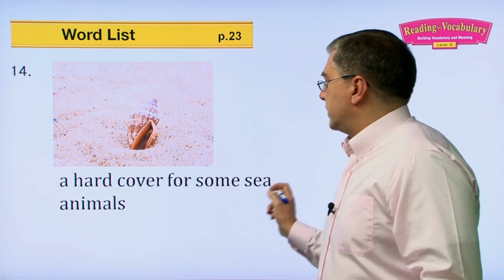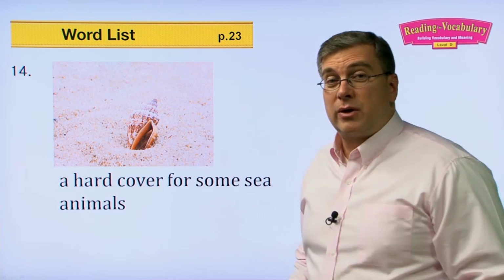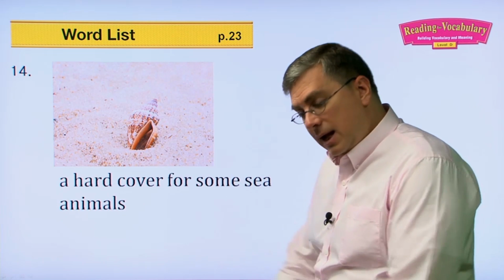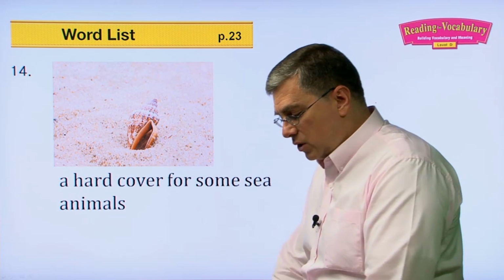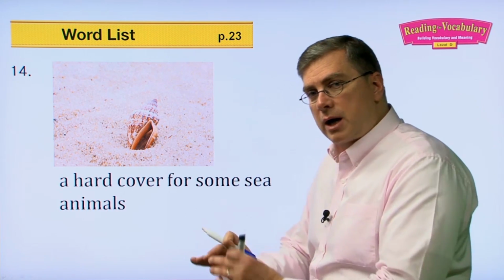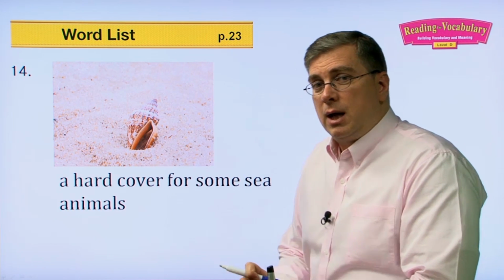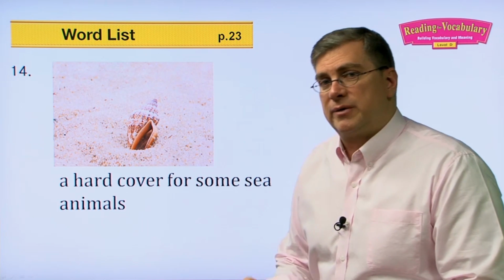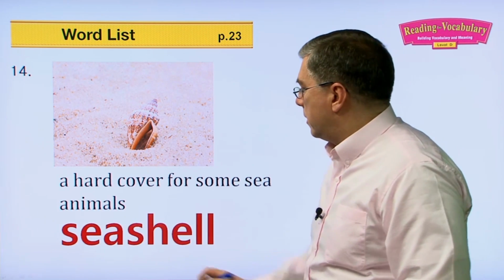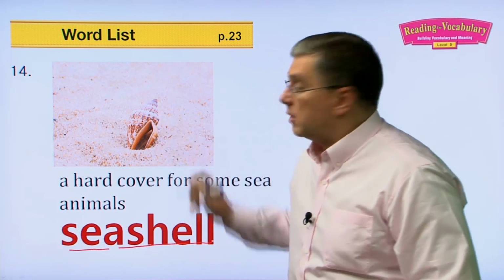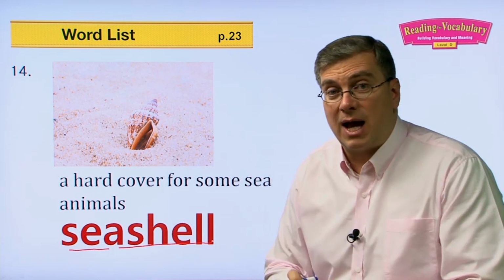A hard cover for some sea animals. Do you like to go to the beach? On the beach, when you're walking along, you have the water and the sand, and right next to where the water comes, you can find many hard coverings. These are parts of animals, right? They're not stones. Animals made those. What do we call them? We call them seashells. And as you can see, they can be very beautiful, with different designs.